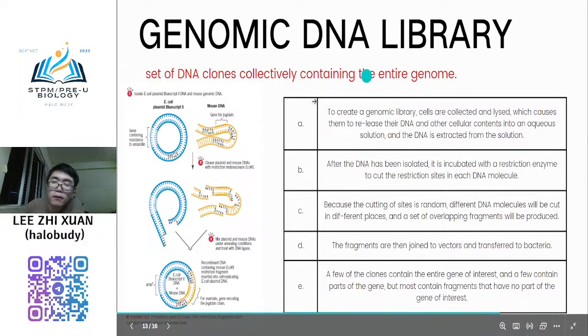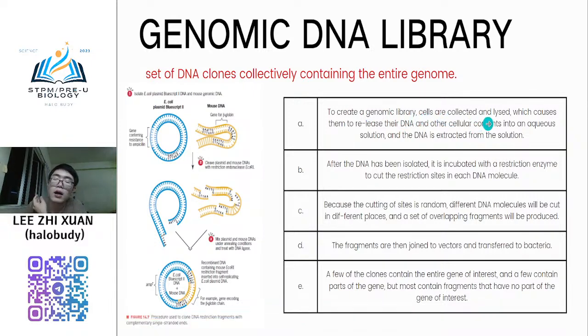So you can see that to create a genomic library, normally you collect the cells. You must have the cells that you want, as the gene origin. Then you isolate all the DNA, and we do not choose the DNA, we want all of it. You don't need to choose. Then after the DNA is isolated, it is incubated with a restriction enzyme to cut at the restriction site. Normally you don't need to choose the restriction enzyme.